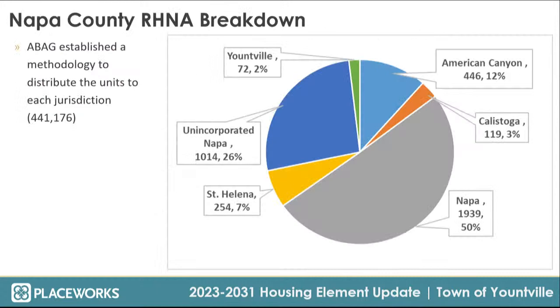Here's a breakdown of how Napa County's RHNA allocation is broken down. So you can see Yountville was assigned 2% of the overall growth, being that most of it went to the city, and the second highest being the unincorporated area of the county.